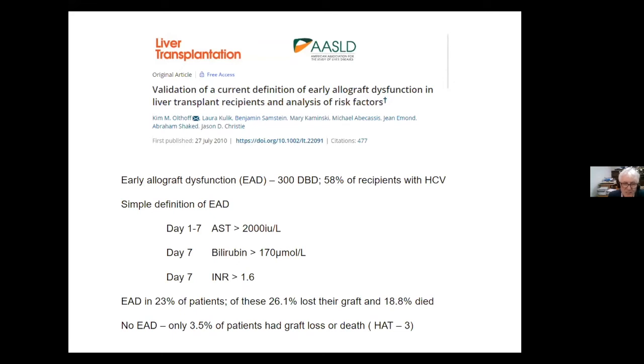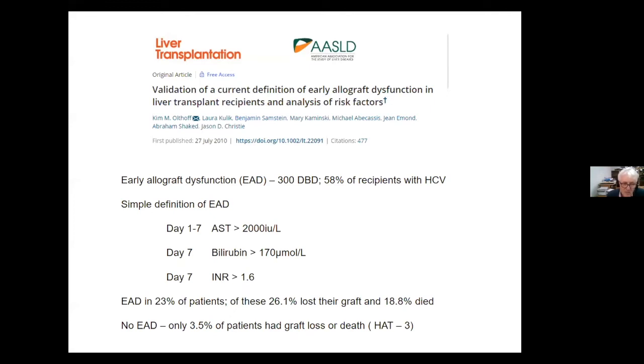And of these 20%, a quarter lost their graft and 20% died. So this is a useful definition, as Dr. Reddy said, of identifying the at-risk patients that you need to be focusing on and identifying any cause that can be reversed or avoided that contributes to graft dysfunction and potential loss of graft and patient.